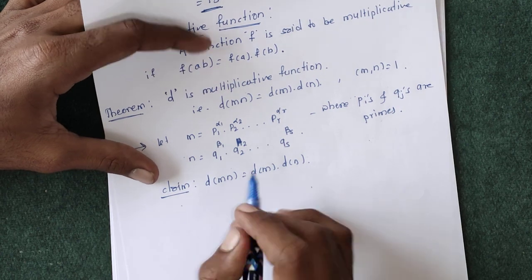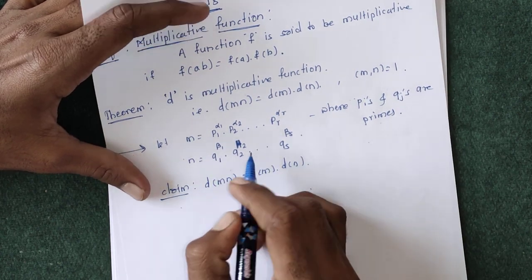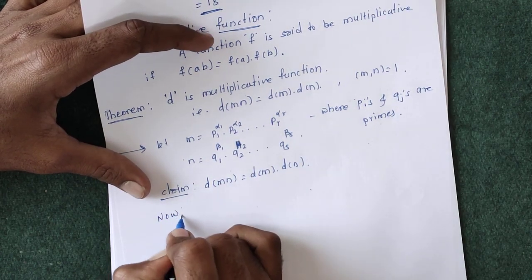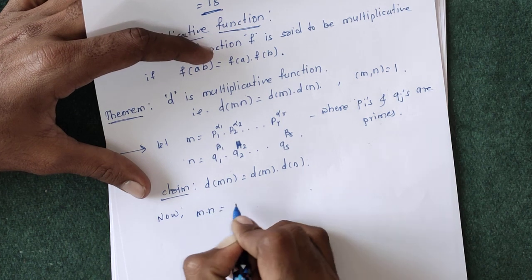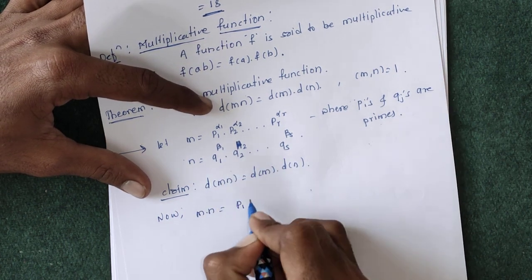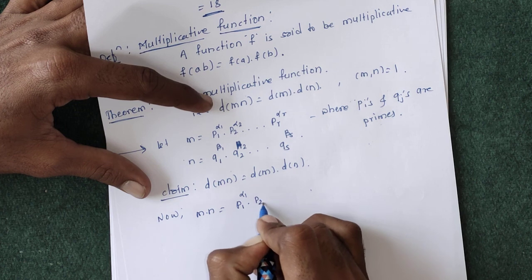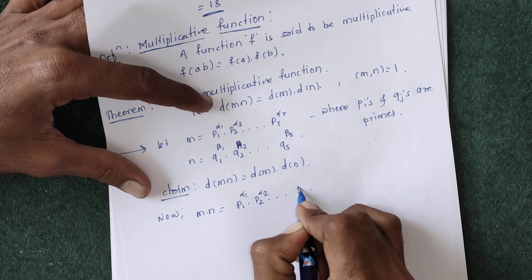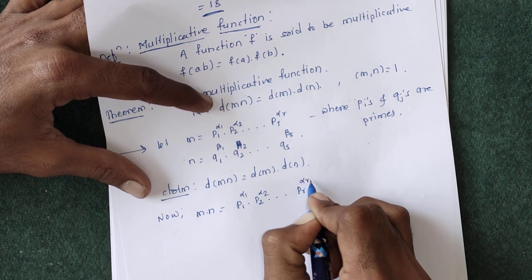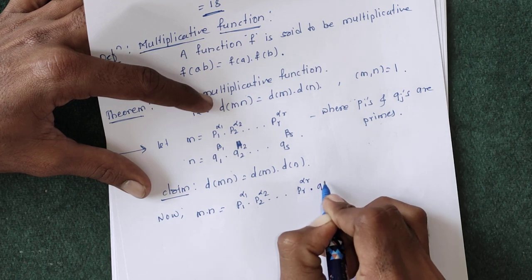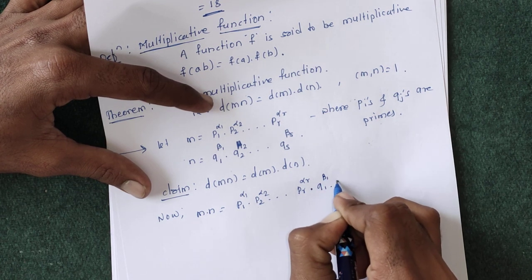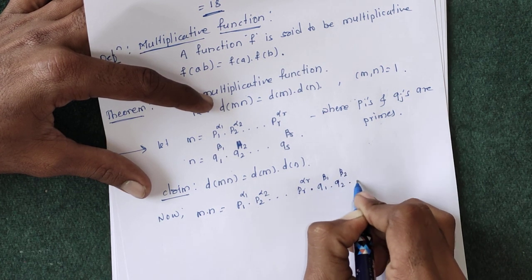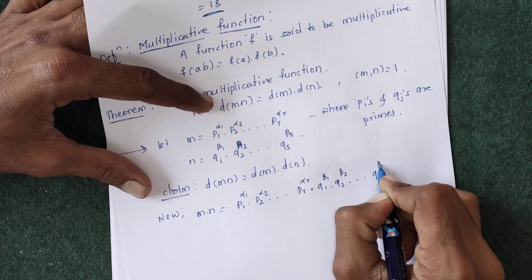Now we have m is equal to this, n is equal to this. So we can write m into n is equal to just the product of these, that is p1 raised to alpha 1, p2 raised to alpha 2, up to pr raised to alpha r into q1 raised to beta 1 into q2 raised to beta 2, up to qs raised to beta s.